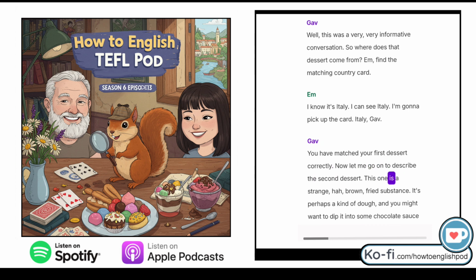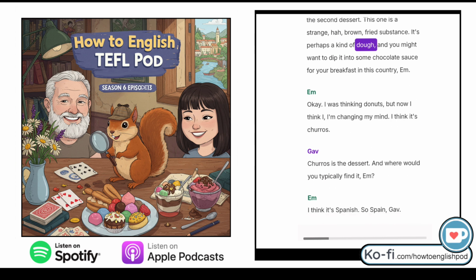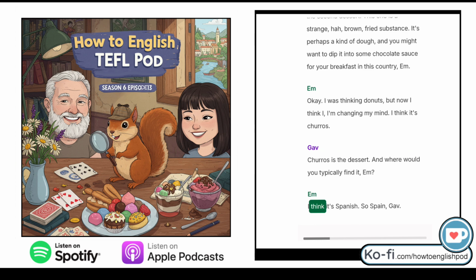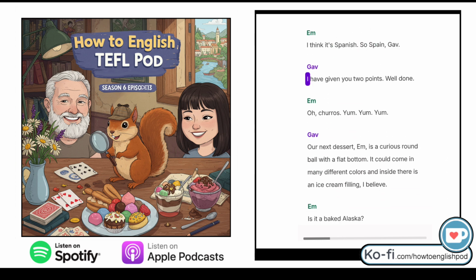This one is a strange brown fried substance. It's perhaps a kind of dough, and you might want to dip it into some chocolate sauce for your breakfast in this country, Em. Okay, I was thinking donuts, but now I think I'm changing my mind. I think it's churros. Churros is the dessert. And where would you typically find it, Em? I think it's Spanish. So Spain, Gav. I have given you 2 points. Well done. Oh, churros. Yum, yum, yum.